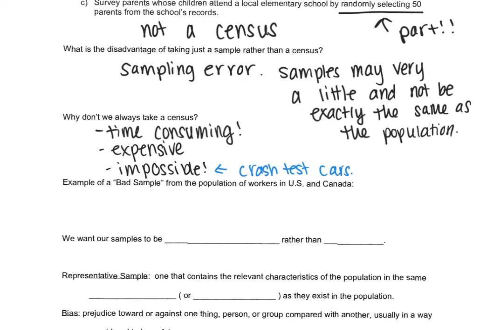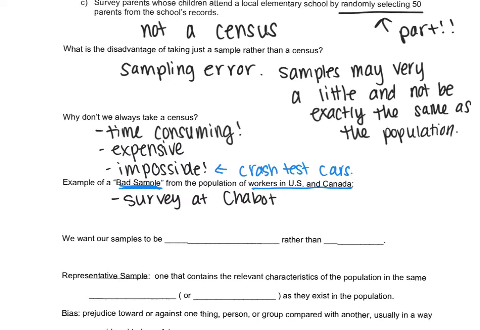So our goal right now is to think of good sampling methods. So when we do find a sample, it's at least making good approximations versus bad samples. They just give us bad statistics. So let's look at what a bad sample would be. We're curious about just maybe workers in the US and Canada. And let's say we go to Chabot and survey at Chabot. That's a bad sample, right?